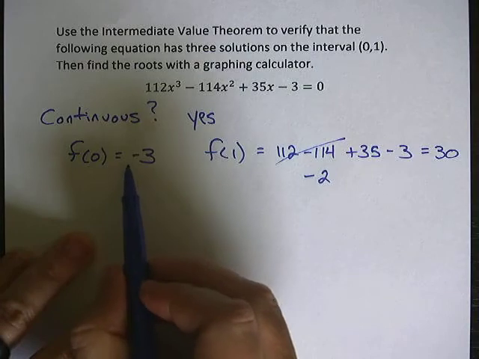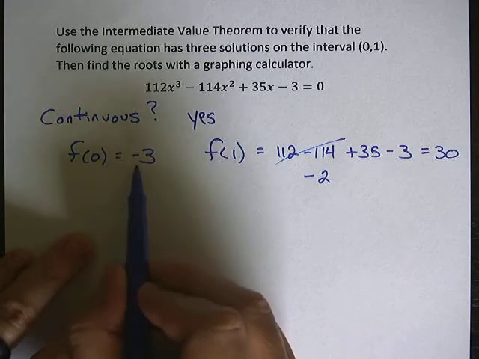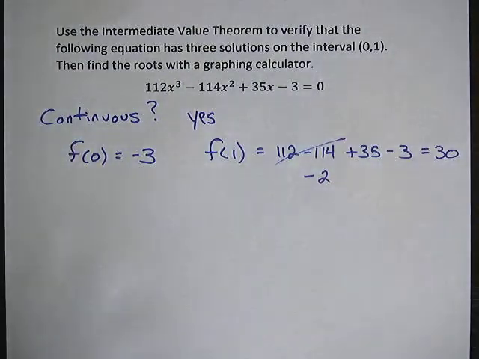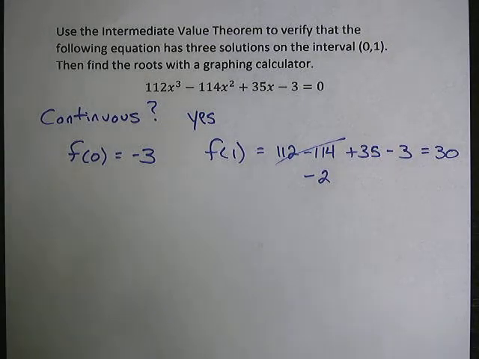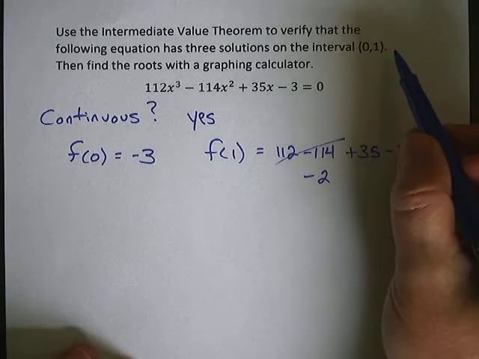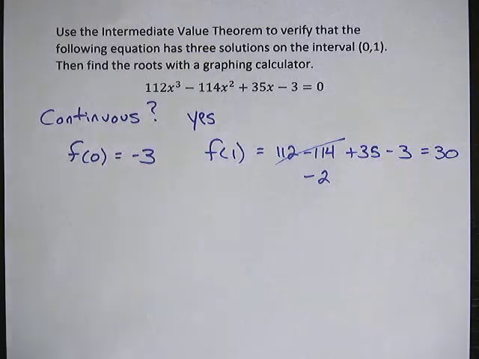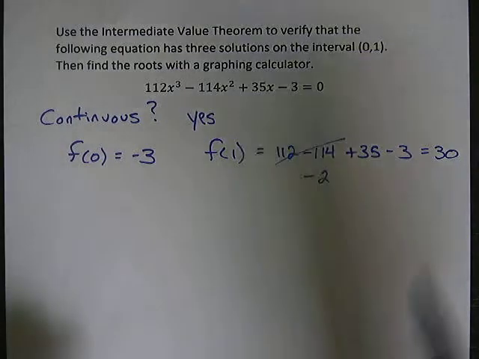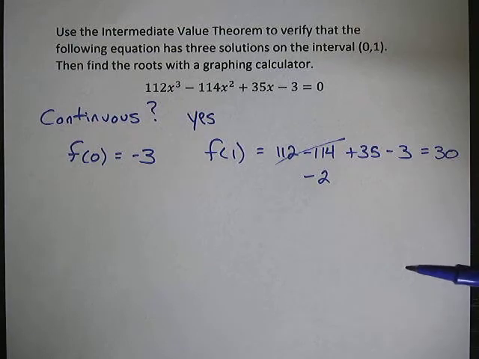So you can see that it's below the x-axis here because -3 is its value, and it's above the x-axis at f of 1. So long as it's continuous, which it is, then it must have crossed the x-axis at least once between 0 and 1. Now, the problem asks us to verify that it has three solutions. All the intermediate value theorem can do, if we only use the endpoints, is verify that it crosses the x-axis at least once. Now, we could further break this interval down into maybe 0 to 0.25, 0.25 to 0.5, 0.5 to 0.75, and 0.75 to 1, or something like that. But the problem didn't really ask us to do that. It just asked us to use the intermediate value theorem on this interval, and we've concluded that yes, there are in fact solutions to this equation on that interval.